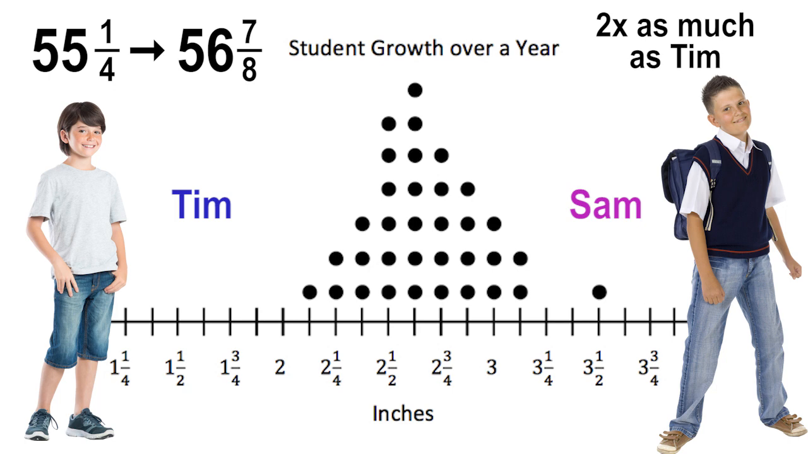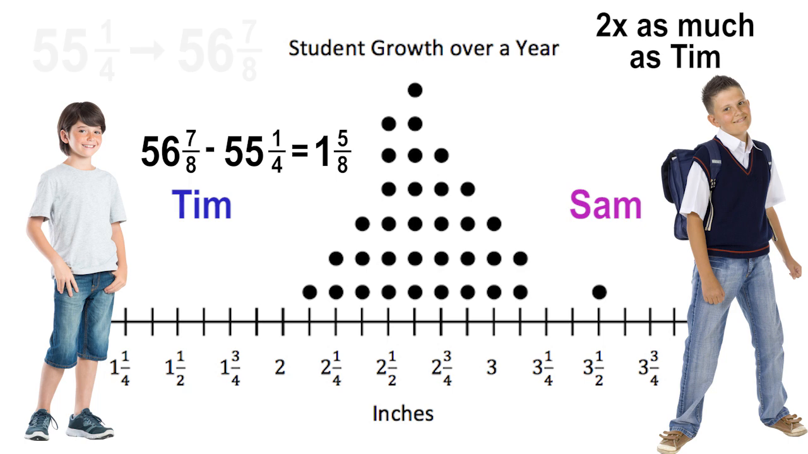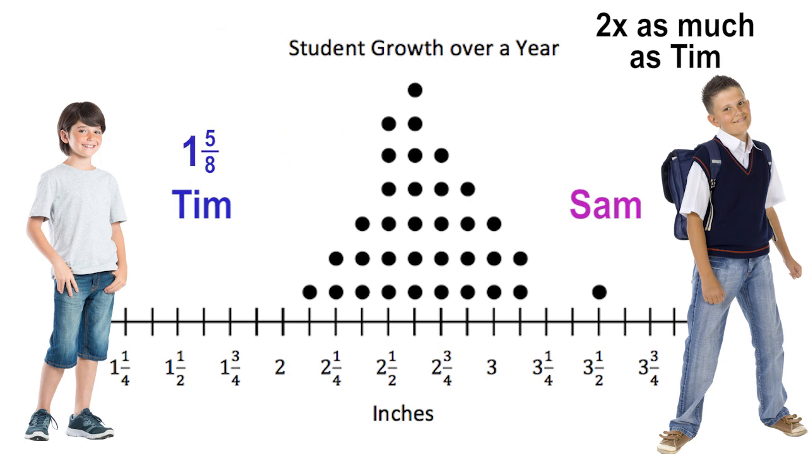We are unable to calculate Sam's growth without first discovering Tim's growth, since we only know Sam grew twice as much as Tim. For this case, Sam's measurement is dependent on the value of Tim's measurement. To determine how much Tim has grown, we first need to find the difference between his earlier and later measurements. We will subtract 56 7/8 inches by 55 1/4 inches, which is equivalent to 1 5/8 inches. Tim grew 1 5/8 inches.